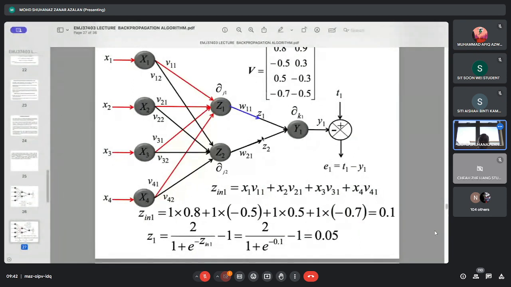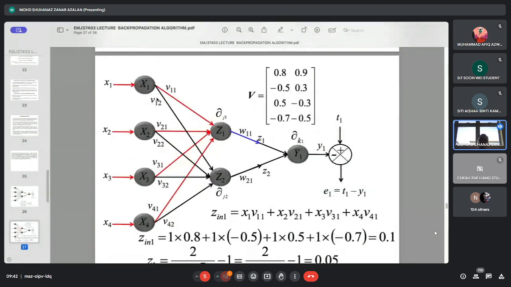And then we need to find the output from Z1, which is given as Z1 equals 2 over 1 plus e to the minus Z_in1, minus 1. This is the formula for the bipolar sigmoid activation function. Okay, so we get Z1 equal to 0.05. First we need to find the output of Z1, and then we calculate the output of Z2.